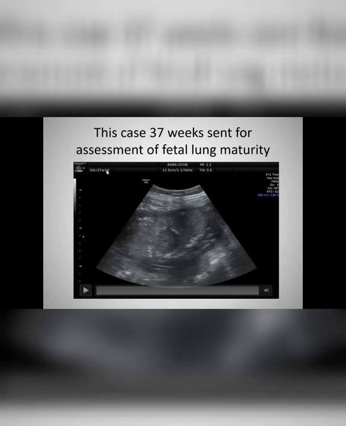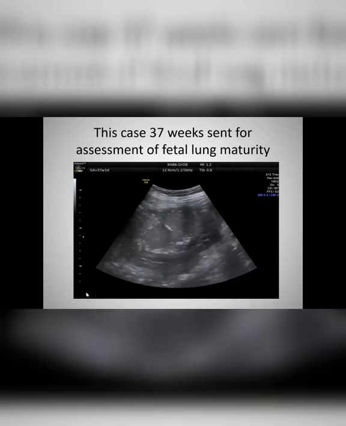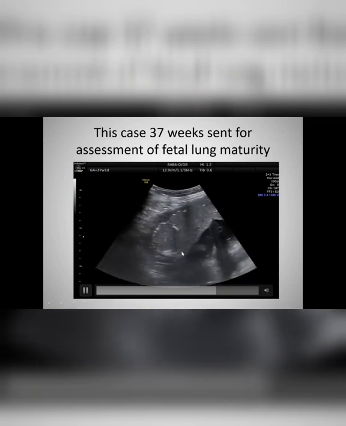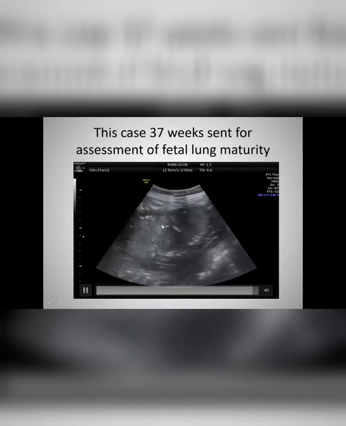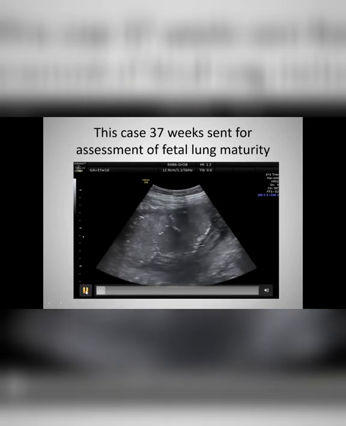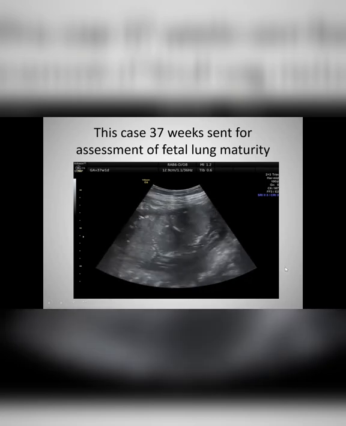This case was sent at 37 weeks, and her doctor sent for fetal lung maturity for elective cesarean section. We will take the parameters that we have said before in this case. First, regarding the placental maturity, it is a grade 3 placenta. Here there are the cotyledons seen and the calcifications that start from the chorionic plate to the basal layer of the placenta. So we have here grade 3 placental maturity.